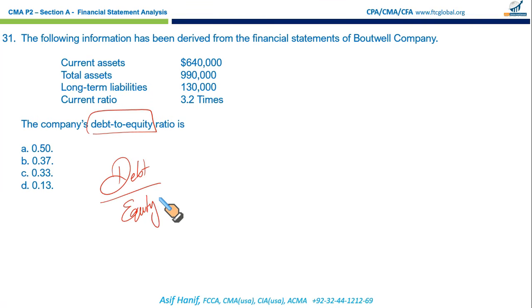The problem is we don't have, because the formula, in its expanded form, is total debt over total equity, or just common equity. We just have long-term debt, and equity is totally missing. So first we have to find the missing numbers, only then can we proceed.